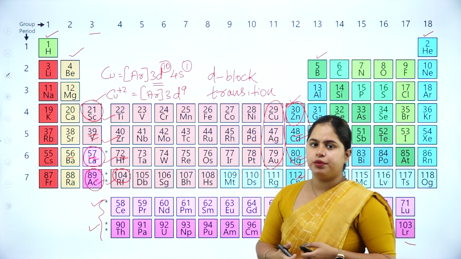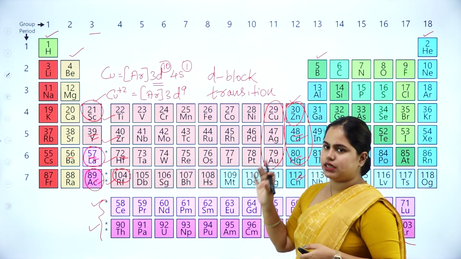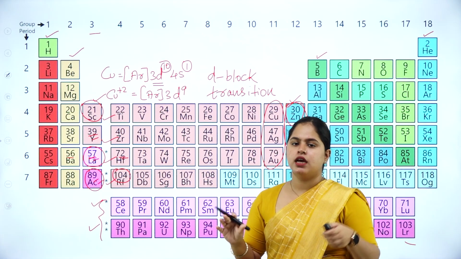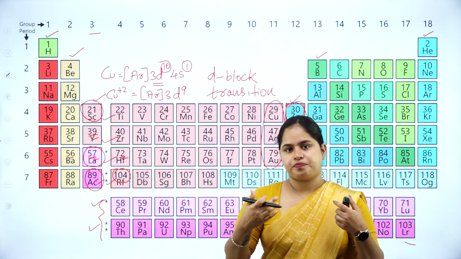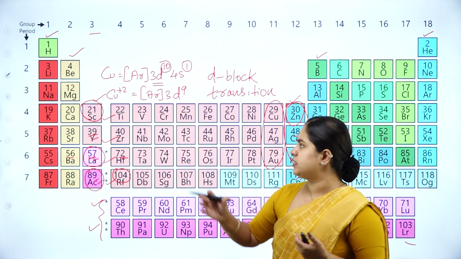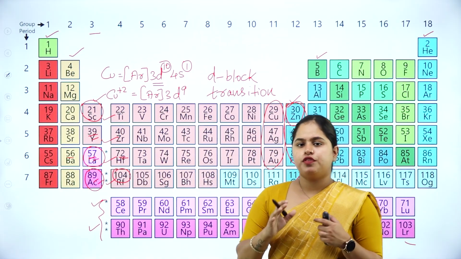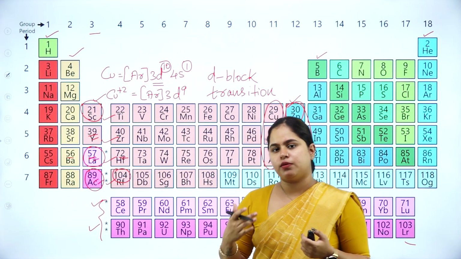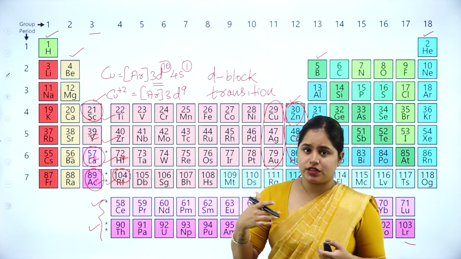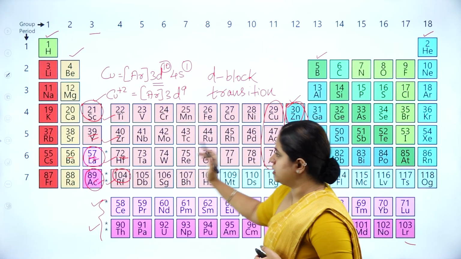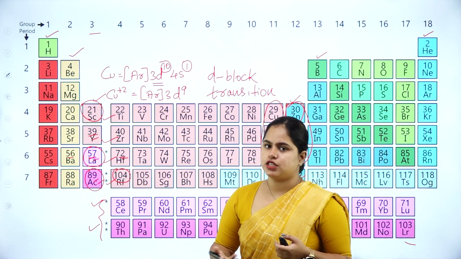Now what you have to remember in this chapter is, as I told you, you have 3d series, 4d series, 5d series and 6d series. What we are going to focus on is all the chemical and physical properties of the first series, that is 3d series, scandium to zinc. If we study that properly and remember the electronic configuration as well as the atomic number of each of these elements belonging to the first series, we can predict the properties of 4d as well as 5d.